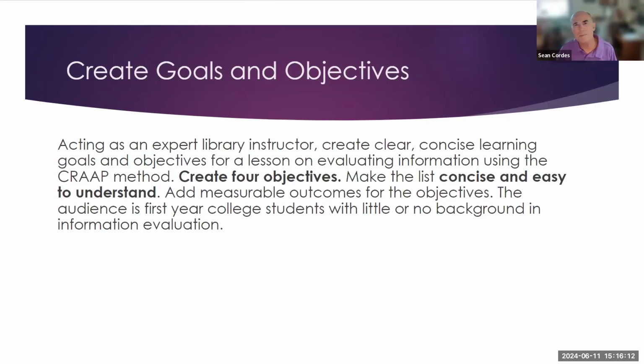I'm figuring I can only probably cover 4 objectives in a bibliographic session. So I'm saying, give me 4 objectives about the CRAP method, make it concise and easy to understand, because again, I'm doing this in a certain time frame, and I want to be able to get my message across clearly to students in that amount of time. And I want them to have measurable outcomes for my objectives.